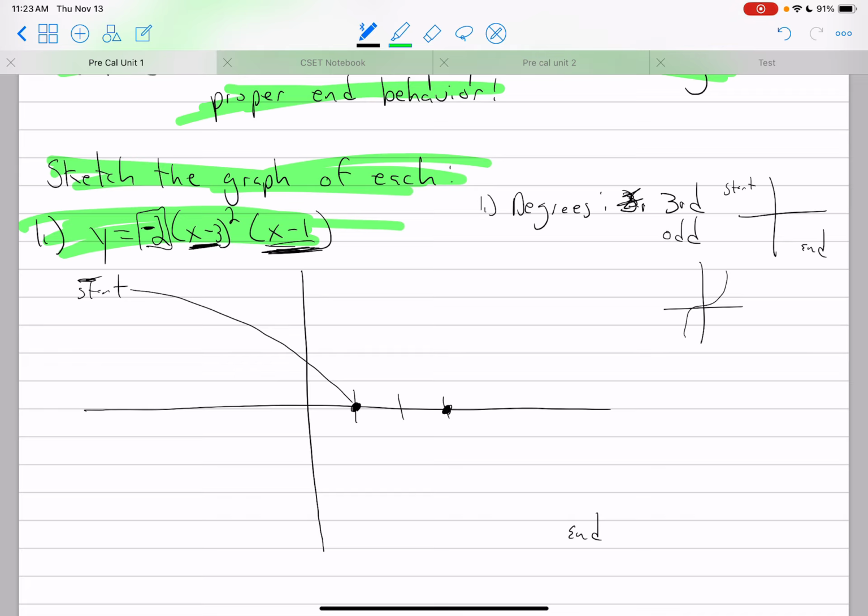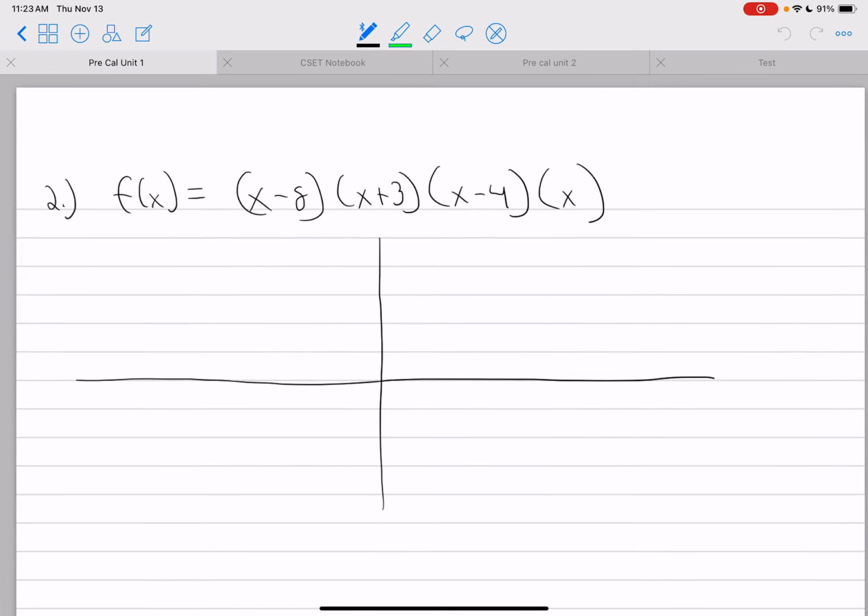And I'm thinking, is this a single root or a double root or a triple root? It's single, which means I'm going to go through. Then I'm going to come back up and go to this root. That's the x minus 3 root, and I see that it is a double root, which means I touch it and I go back down. Look at this. Start up here and down here. There's a sketch. Okay? Boom.